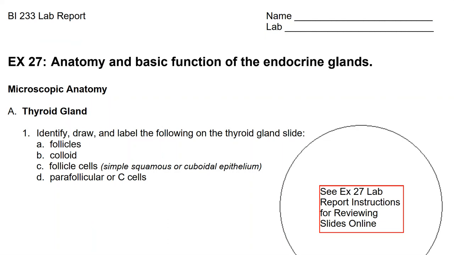Okay, so here we are at your lab report, and we're going to look for follicles, which are a structure. Colloid is the material inside of the follicle. Follicle cells are going to wrap around the follicle, and C cells are going to be next to the follicle. So para means next to.